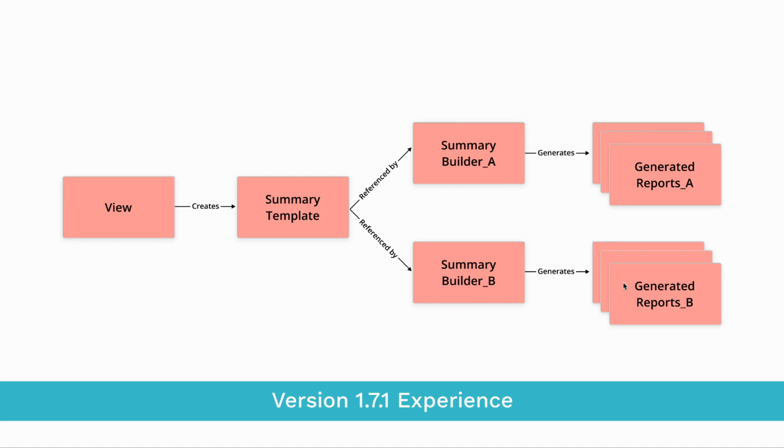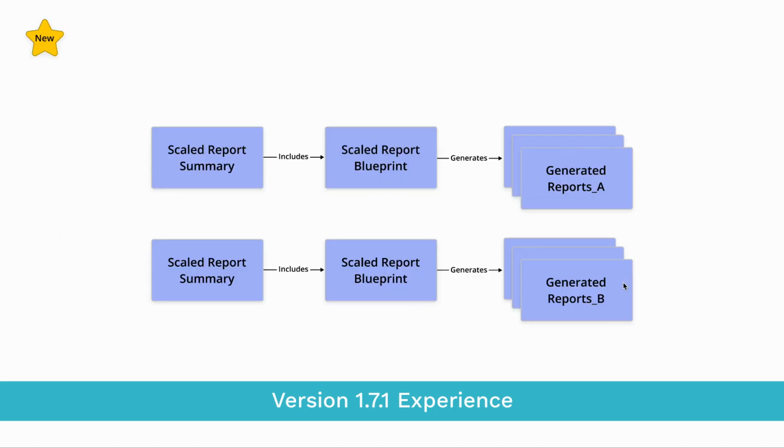So we've been working on this new workflow to simplify this process. In VividCharts versions 1.8 and above, it will look like this. There is now a scaled report summary, which is a centralized place to hold all of your scaled report information. If you have edit access on the scaled report, you'll have access to this blueprint, which is basically a template that can be used to generate your scaled reports. The blueprint includes all of the configurations like the charts, the styles, and the data configurations. So that all is generated here.